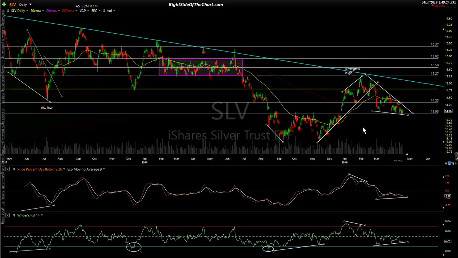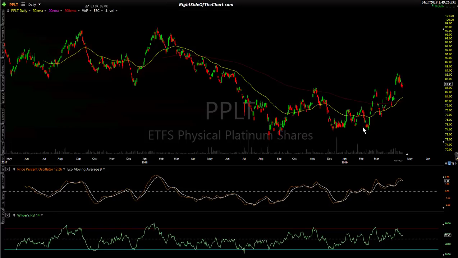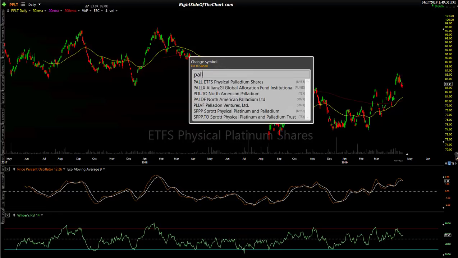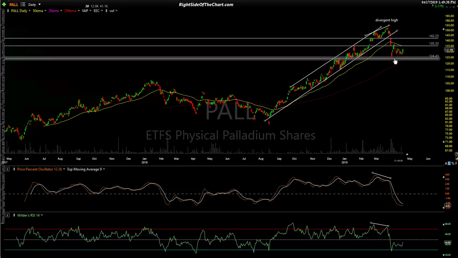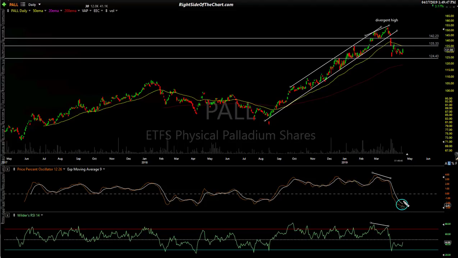And then PPLT, I showed you the platinum futures. Oh no, I told you PPL, it's PALL, it's palladium. So here's palladium, there was that divergent high, the breakdown I recently highlighted there. There's some decent support, and palladium futures also have support. So that's one scenario. I can see the PPO here turning up on the daily, curling up quickly, poised to make a bullish crossover. We are very oversold.